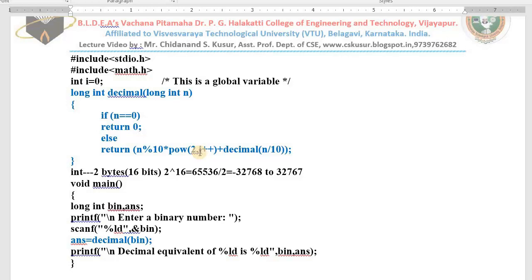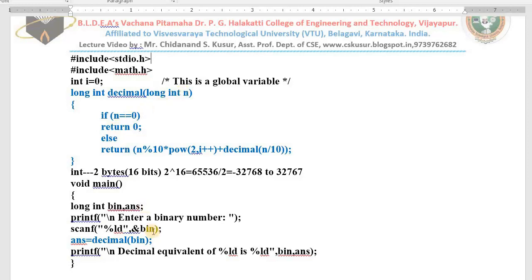Here you can see i plus plus we have written. Here we are using it as a postfix operator. That means first the i value will be utilized, afterwards that will be incremented. 2 raised to 0, 2 raised to 1, 2 raised to 2, 2 raised to 3, like that it works. That's why we need one global variable. I hope you understood. That's why we start the program by including the standard input and output header file as well as math.h. Next we have taken one simple global variable. Afterwards what happens, do you know? Whenever n becomes 0 it stops.